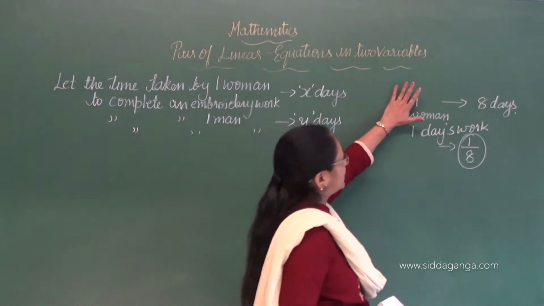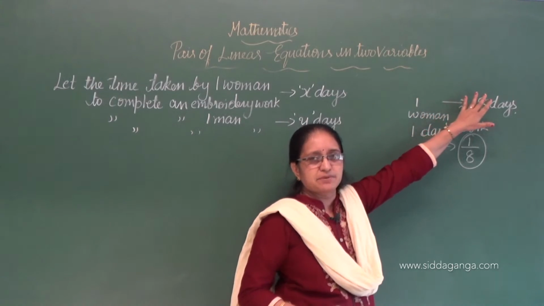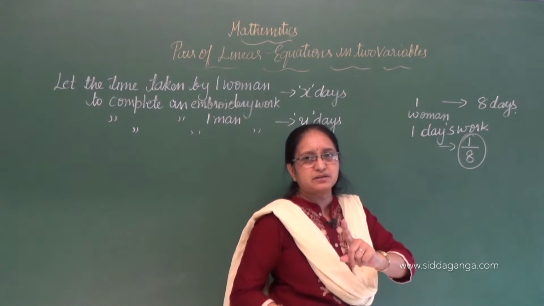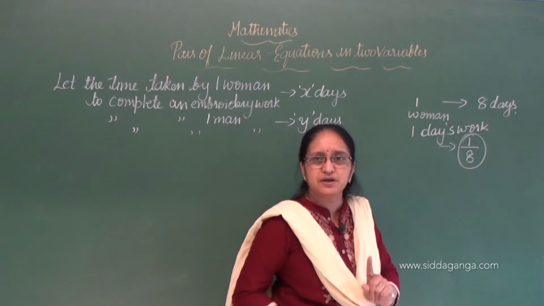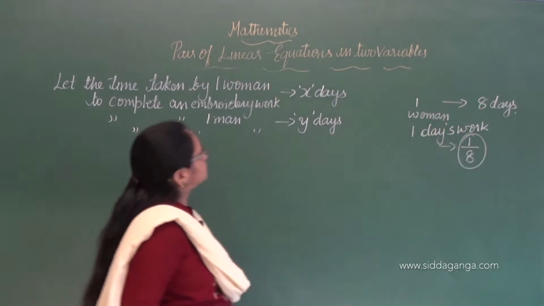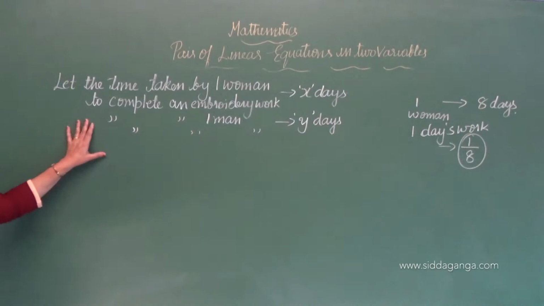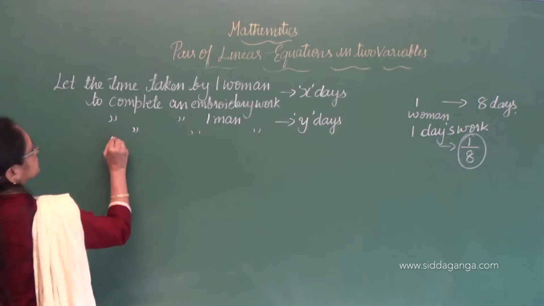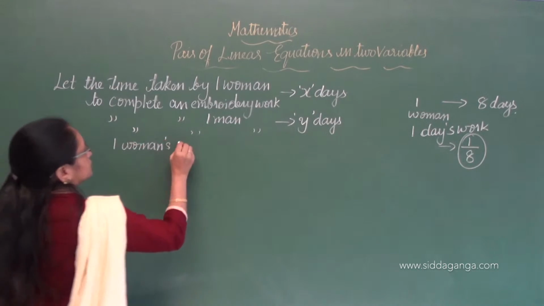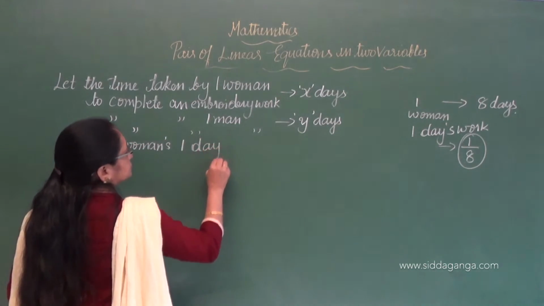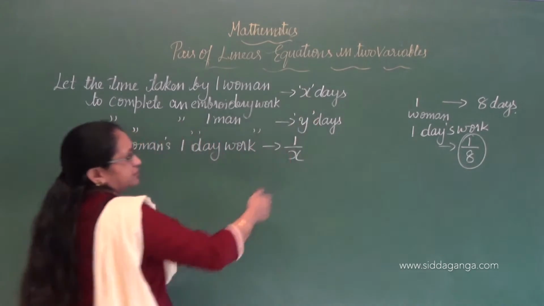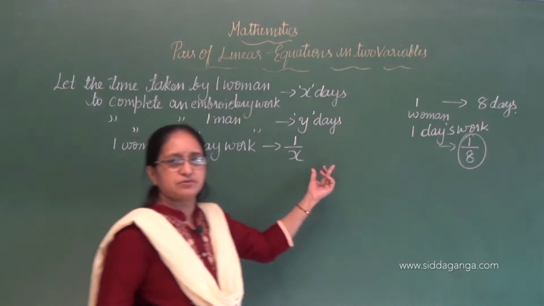See here. One woman can finish the work in 8 days, for example. Now, in 1 day she can complete how much work? She can complete 1 by 8 of the work, correct? So, the same way you have to proceed here also. Here, what shall we write now? One woman's 1 day work will be how much? 1 by X, same way. See how I explained here? The same way I have to take.